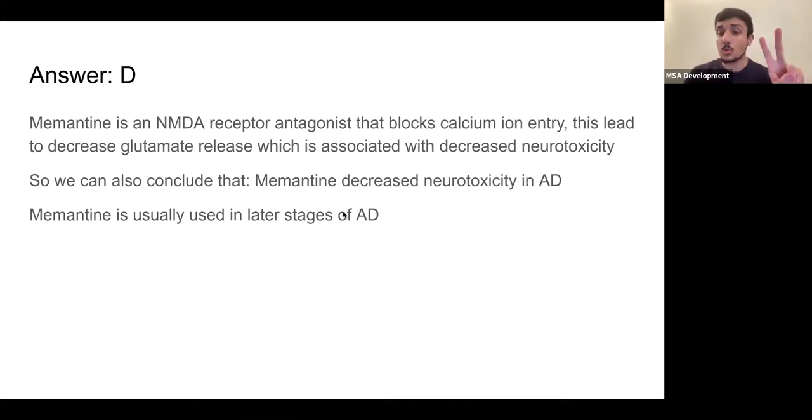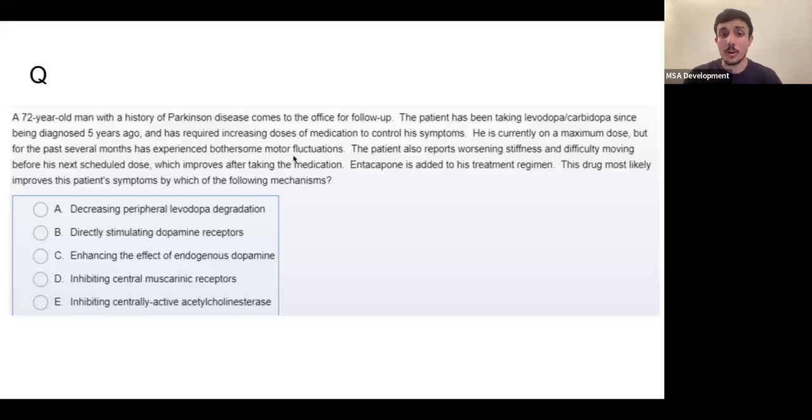So these are two classes of very important drugs used in Alzheimer: acetylcholinesterase inhibitors and memantine, which is an NMDA receptor antagonist. And then aducanumab, which is a newer drug in the past 2 years. It's a monoclonal antibody, okay? So let's move on to the Parkinson question.